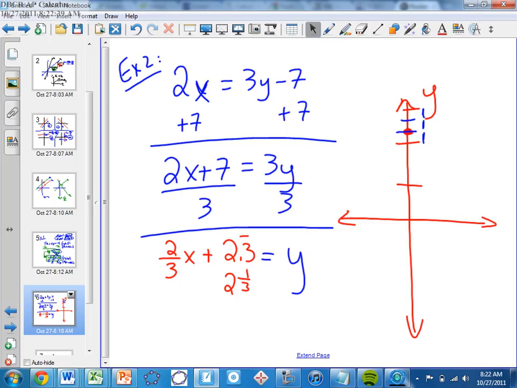Now, again, when you have a fraction, break up that component. You don't have to show this, guys. You don't have to break it up into 3 parts. If you know how to do it, then just do it. If you need to show it, then show it for yourself. Whatever you need to do to help you.